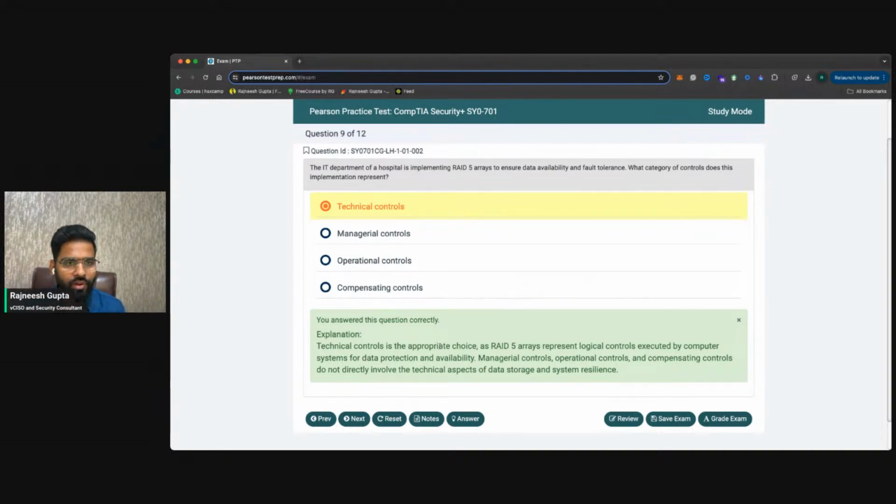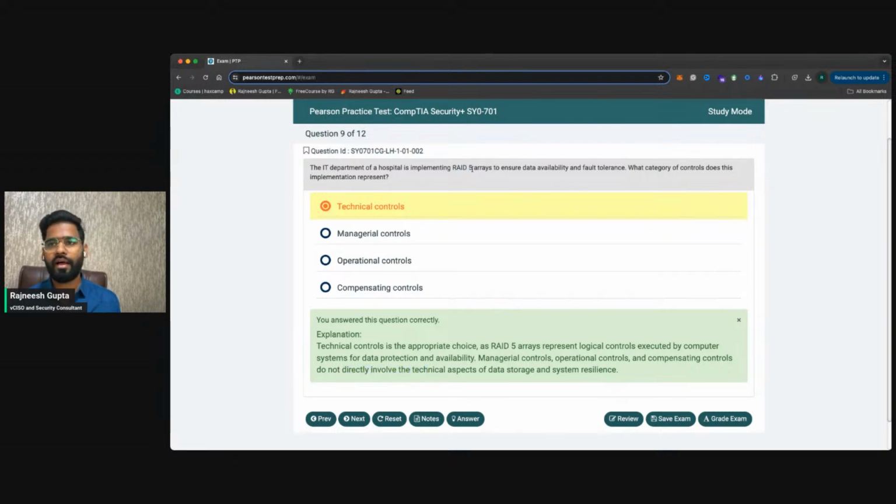RAID 5 or RAID configuration is done technically on the server. It's not a policy, it's not an activity that you could say is in operation. You see this: managerial control, operational control, and physical control do not directly get involved in the technical aspects of the data. It doesn't take care of the technical specification. The question itself has an answer.